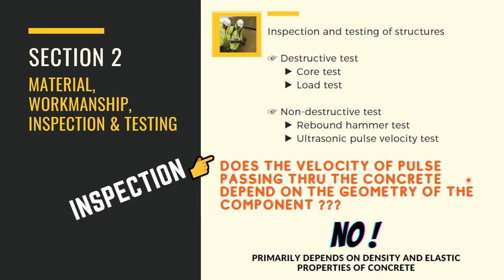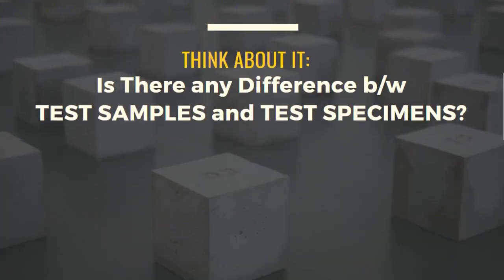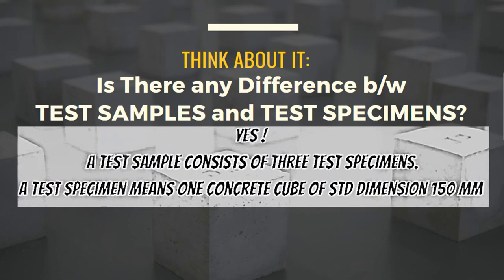So the concrete constituent mainly affects the velocity of pulse in case of the ultrasonic pulse velocity test. So coming back to the question, is there any difference between test samples and test specimens? The answer is yes, there is a difference between test samples and test specimens. A test sample consists of 3 test specimens. Test specimen means one concrete cube of standard dimension 150 mm. So a test sample refers to 3 test specimens.